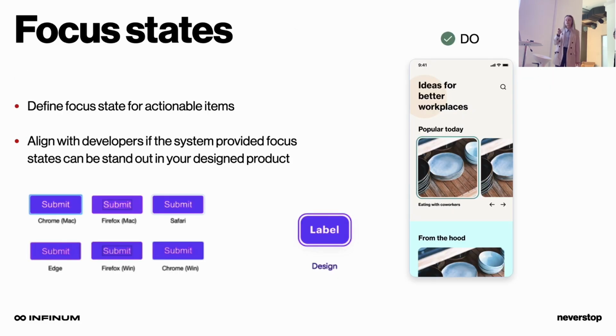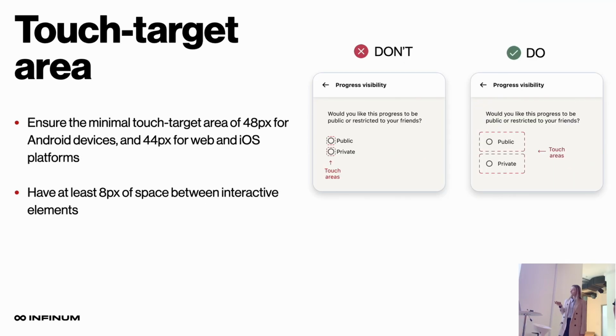Next to think about is focus states. This is important for users who navigate through content with a keyboard. Usually all browsers have their native focus states, but sometimes they can blend in with your design and may not be perceived by users. So that's why we need to make sure in design that for interactive states we provide a focus state, aligned with developers on what it should be, so that we can aid that.